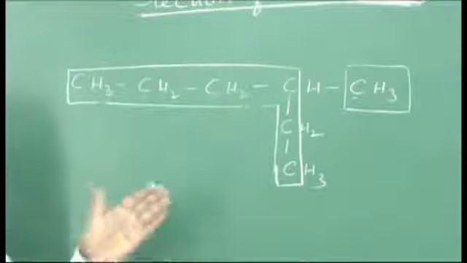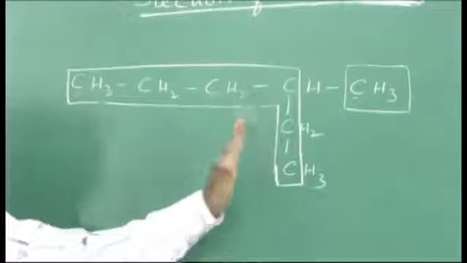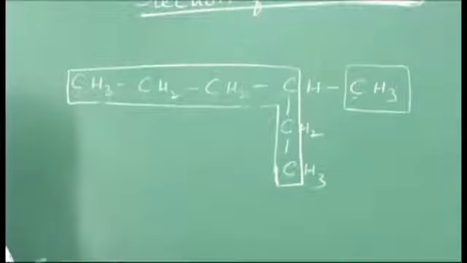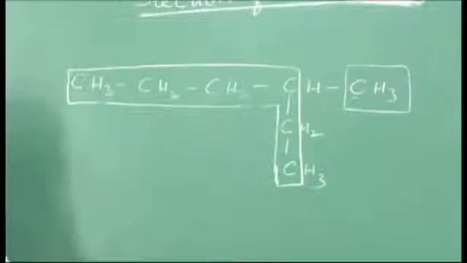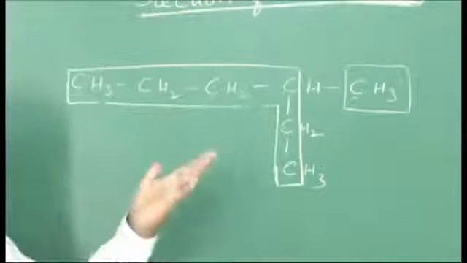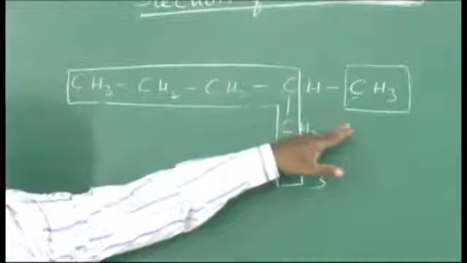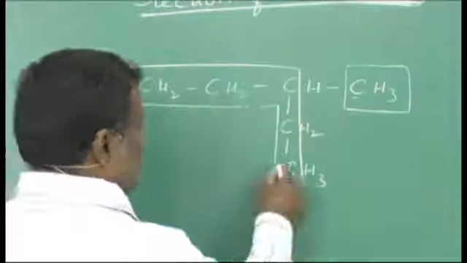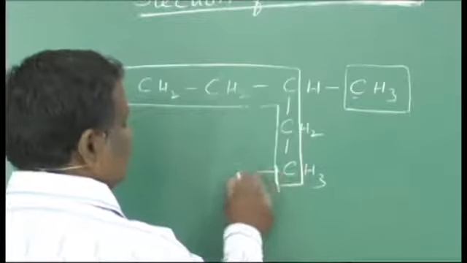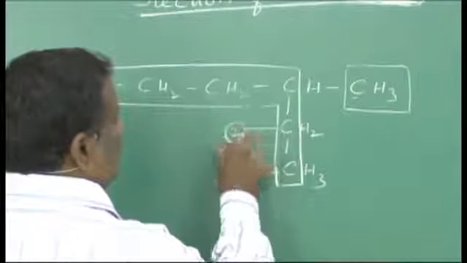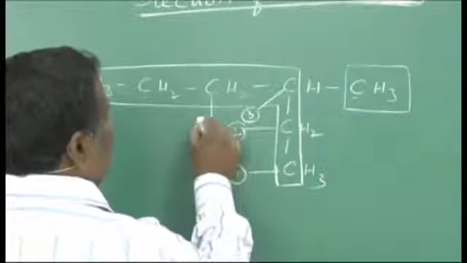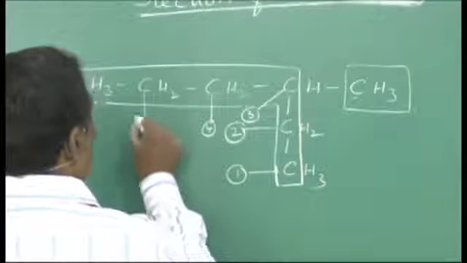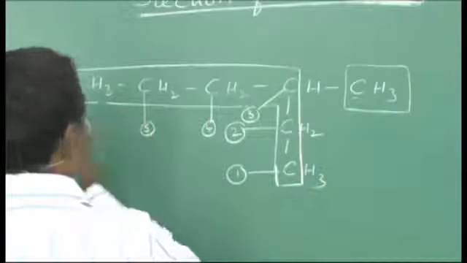If substituents are present, they should get the lowest numbers. If any functional group is there, we have to give preference to that functional group. Or if a double bond or triple bond is there, first we have to give preference to those. If no functional group is there, we have to give preference to the substituents. Suppose I give numbers from this side: this carbon will become the first carbon, this the second carbon, this the third carbon, this the fourth carbon, this the fifth carbon, and this the sixth carbon.